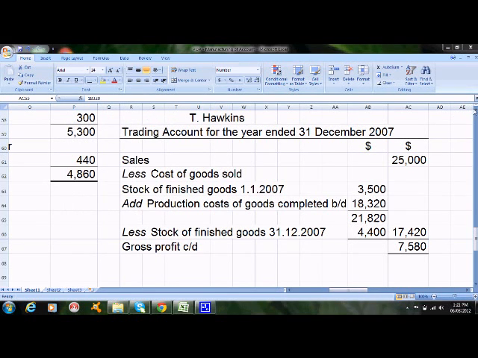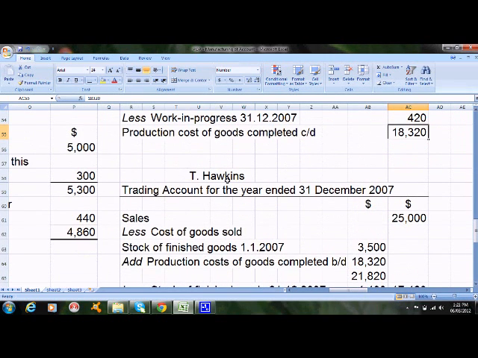Now, friends, we're going to look at another segment of what we are doing right now. Say that the trading account is concerned with the finished goods. If in the foregoing example there had been $3,500 stock of finished goods on 1st of January 2007 and $4,400 on December 31, 2007, and the sales of finished goods amounted to $25,000, then the trading account would appear as follows. I repeat, if the trading account is concerned with finished goods. You can write this down.